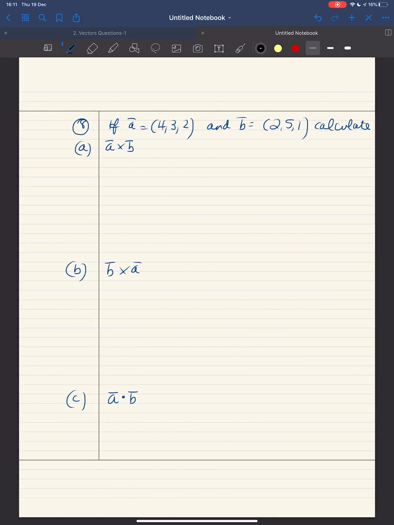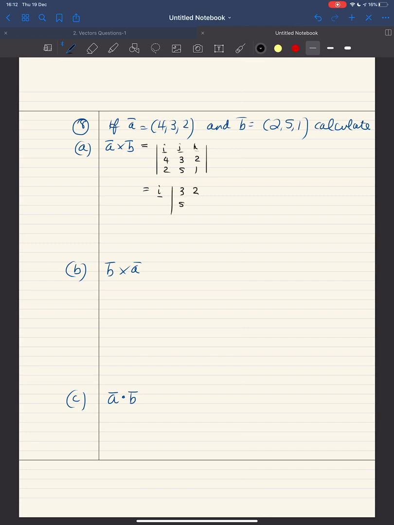Okay, number 8. How many are there in this question sheet? I think it goes up to number 10, 12. Number 8: if A is 4, 3, 2 and B is 2, 5, 1, calculate A cross B. Same as what we've just been doing. So i, j, k, 4, 3, 2, 2, 5, 1.